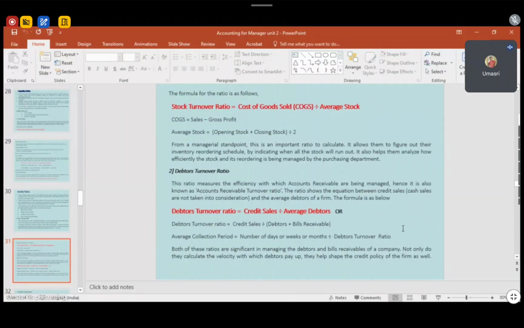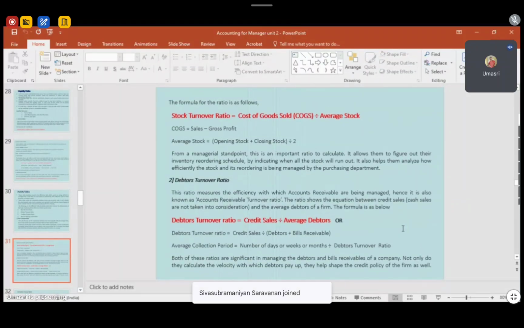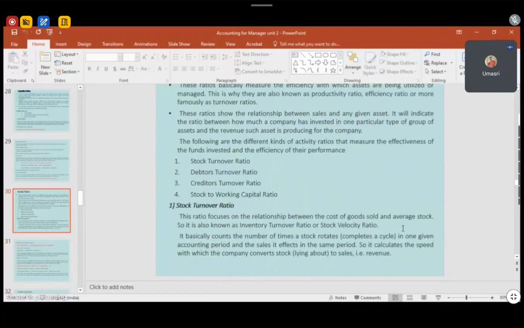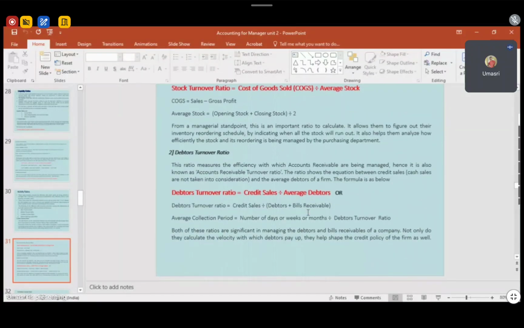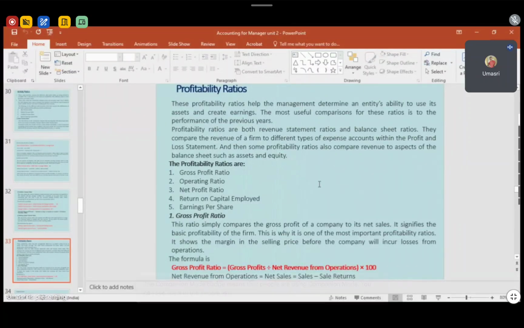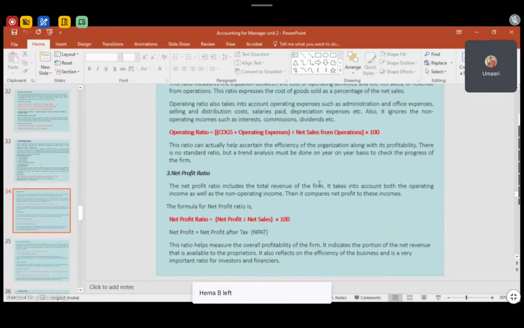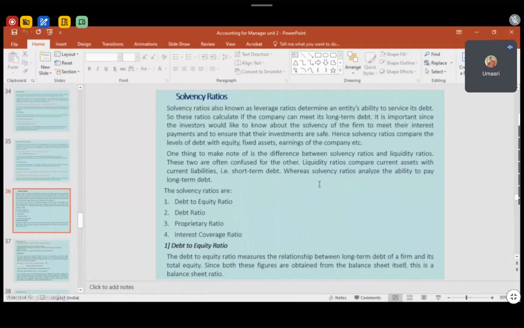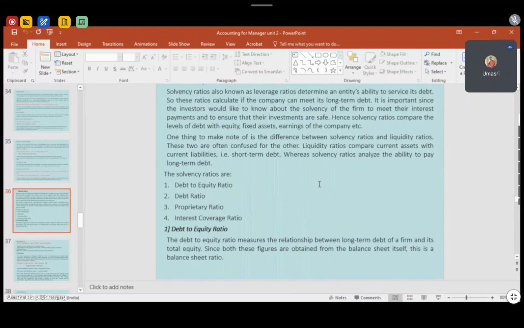Then efficiency ratio, under that debtors turnover ratio, stock turnover ratio, creditors turnover ratio, then stock to working capital ratio. Then profitability ratios, under that gross profit ratio, operating ratio, net profit ratio, return on capital employed, earnings per share, right? Solvency ratio, under that debt equity ratio, debt ratio, proprietary ratio, interest coverage ratio.